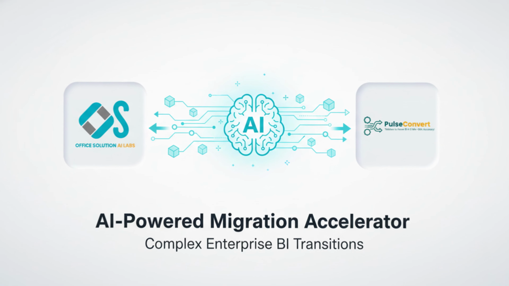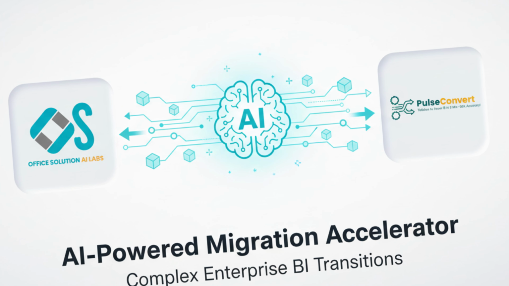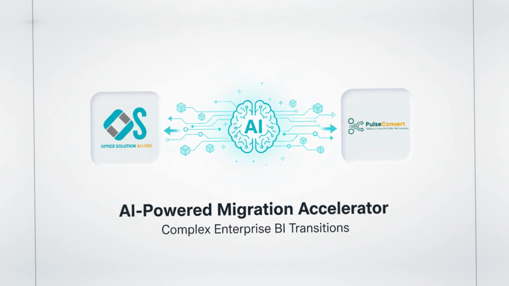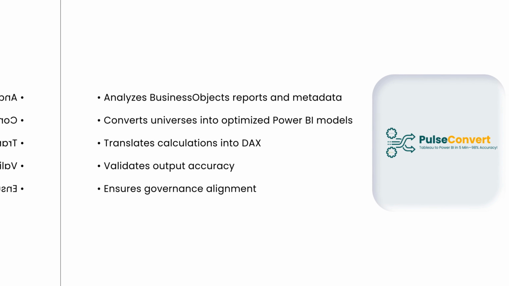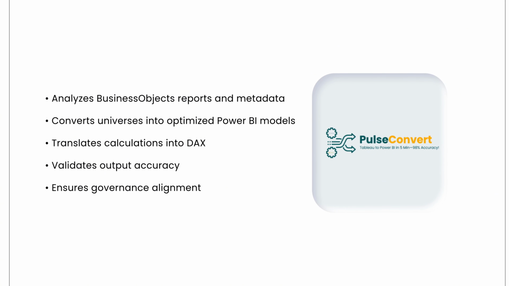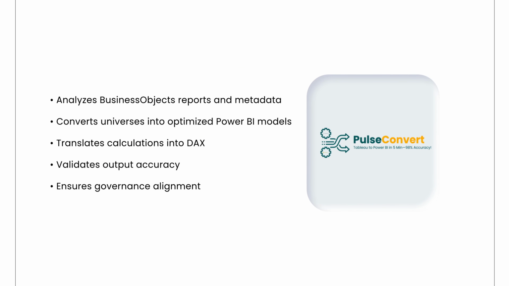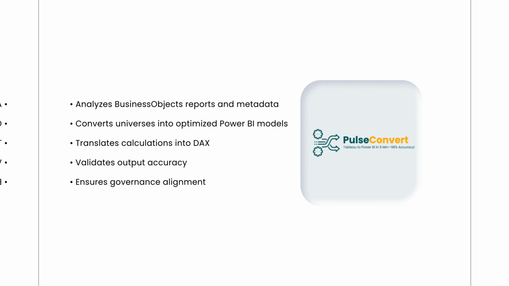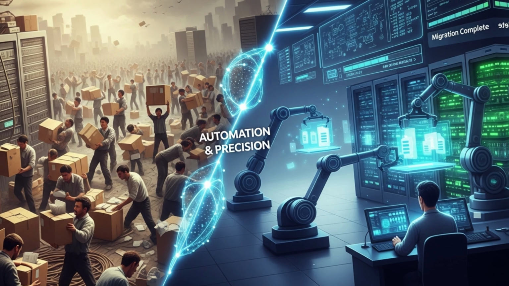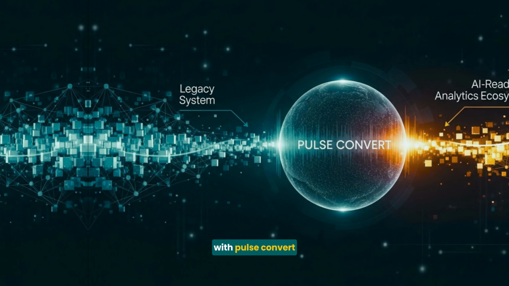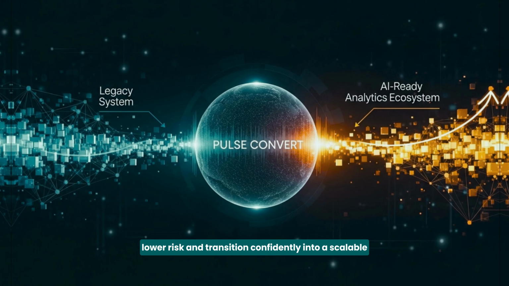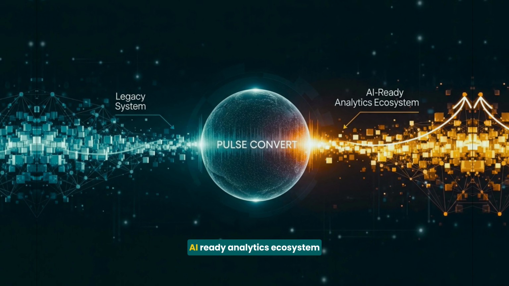At Office Solution AI Labs, we engineered Pulse Convert, an AI-powered migration accelerator designed specifically for complex enterprise BI transitions. Pulse Convert intelligently analyzes BusinessObjects reports and metadata, converts universes into optimized Power BI models, translates calculations into DAX, validates output accuracy, and ensures governance alignment. What once required large migration teams can now be streamlined with automation and precision. With Pulse Convert, organizations reduce migration timelines, lower risk, and transition confidently into a scalable, AI-ready analytics ecosystem.